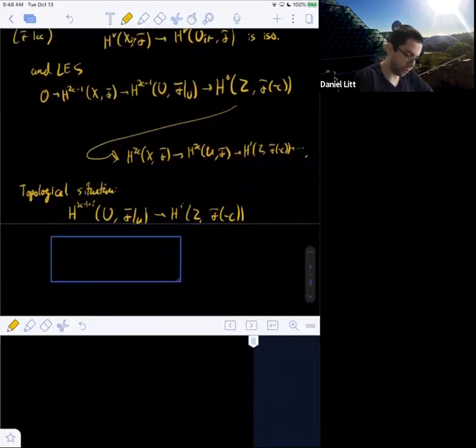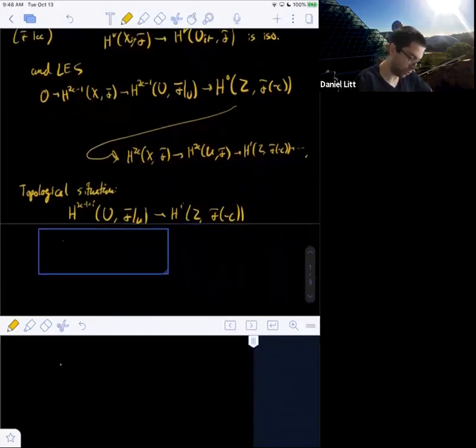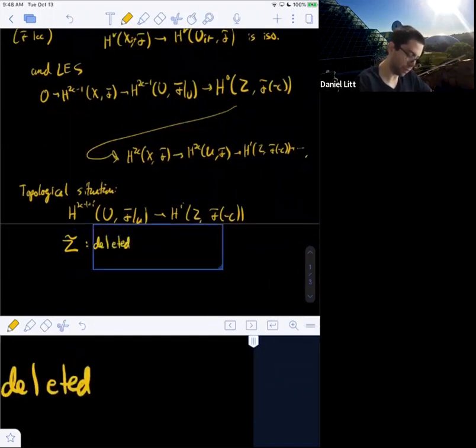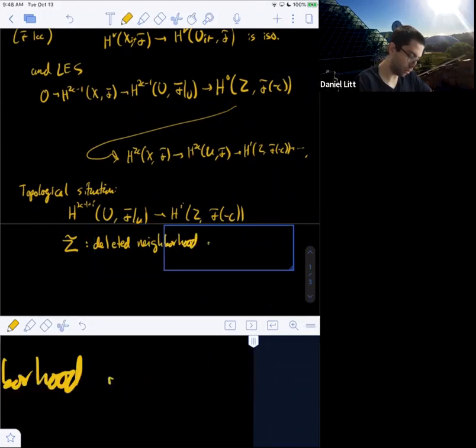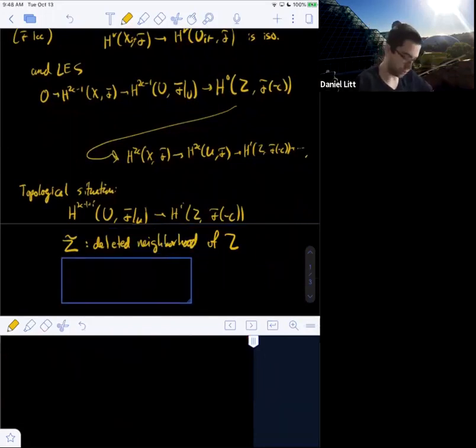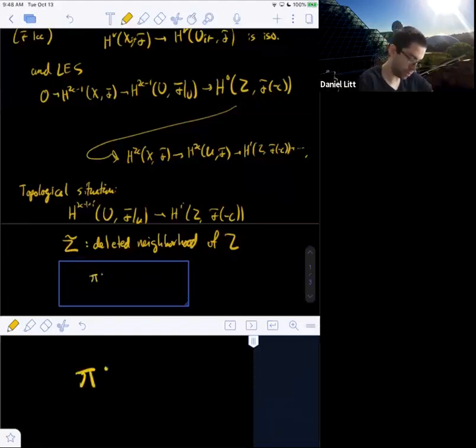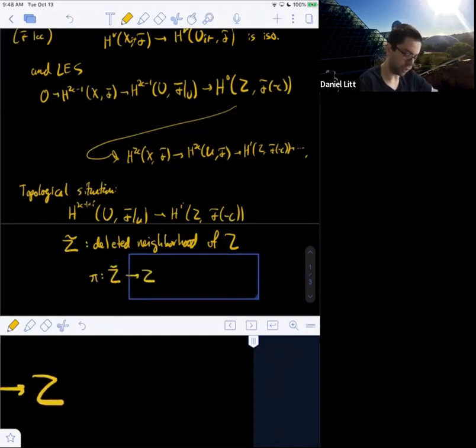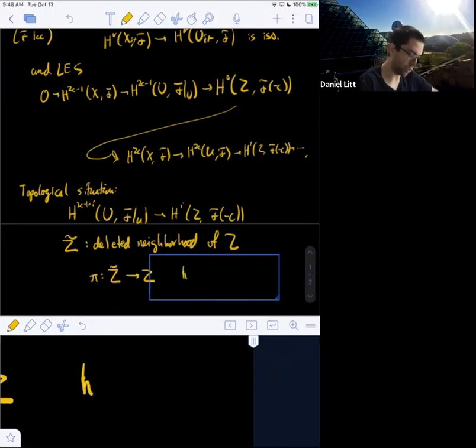What you do is you take Z tilde to be a deleted neighborhood of Z. This means you take a small epsilon ball around Z and then delete Z. So that's a sphere bundle over Z, right? It looks like you took the normal bundle of Z and deleted the zero section, which is homotopic to a sphere bundle. So there's this map pi from Z tilde to Z, which is homotopic to a sphere bundle.